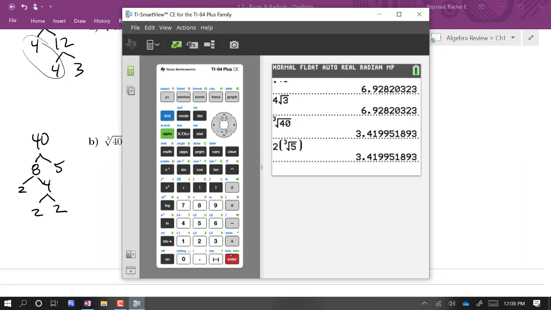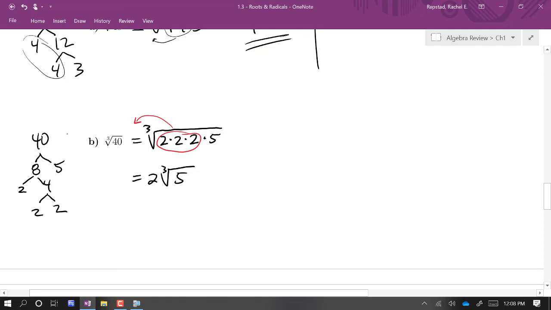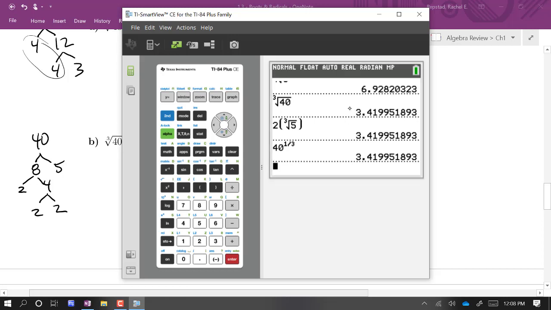If you don't have this menu that allows you to bring up a cube root or any other root, just note that, and we'll spend some more time on this in the future, but a radical is the same as a fractional exponent. So for example, the square root of x is the same as x to the 1/2 power. The cube root of x is the same as x to the 1/3 power, and so on. So just real quick here, I'll take 40 and raise it to the 1/3 power, and that gives me the same result as when I took the cube root of 40.